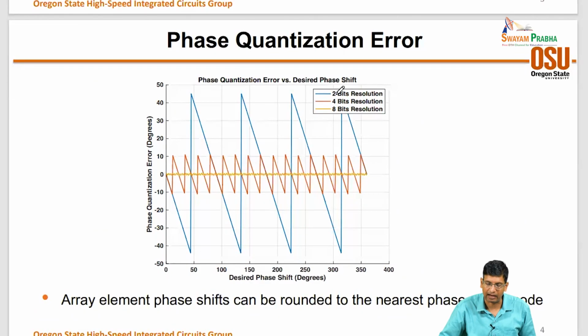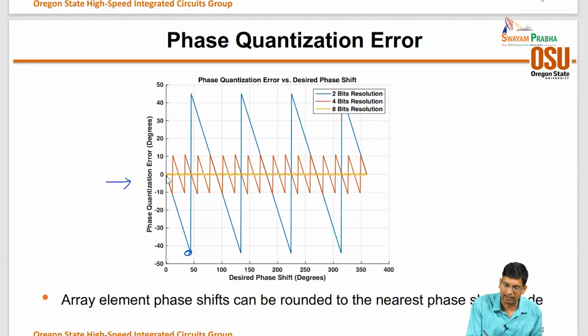So from a mathematical perspective, if we just make a plot, what we can see, for example, is that let's say I have 2 bits resolution and I have a desired phase shift that looks like this, right? Then as the desired phase shift that I want changes, and I have 2 bits resolution, I'm basically rounding it to the nearest phase that I have. In 2 bits, for example, I have 4 levels, right? So I have 0, 90, 180, 360. So there will be a point where I'll have a peak error of 45 degrees, and then the error will start falling.